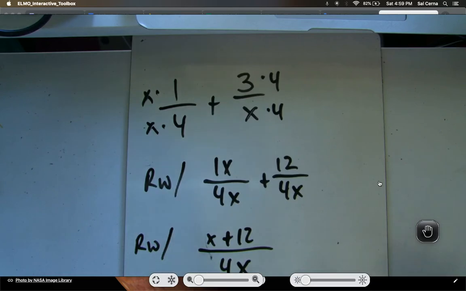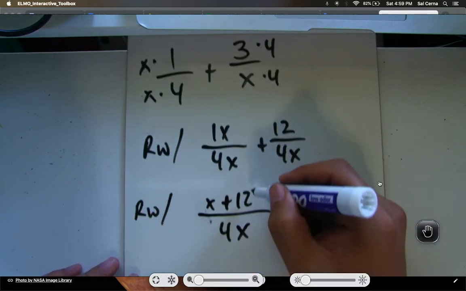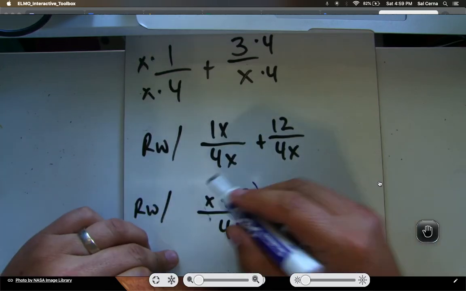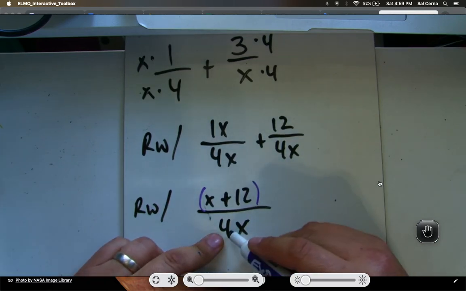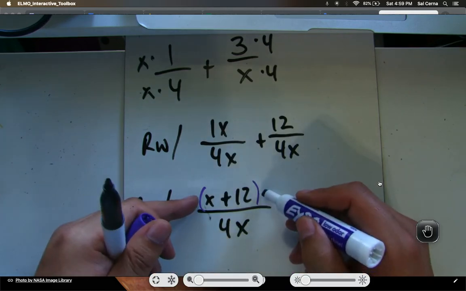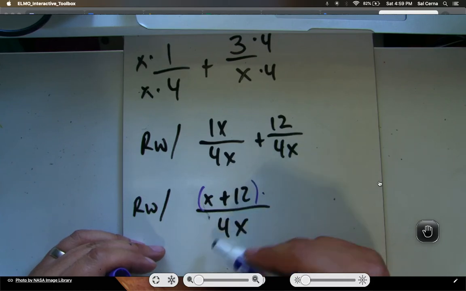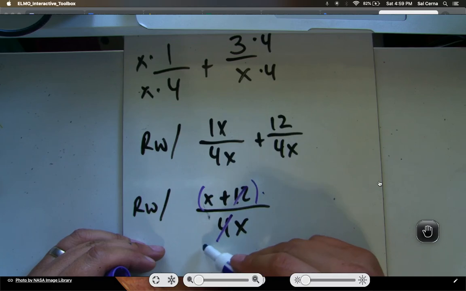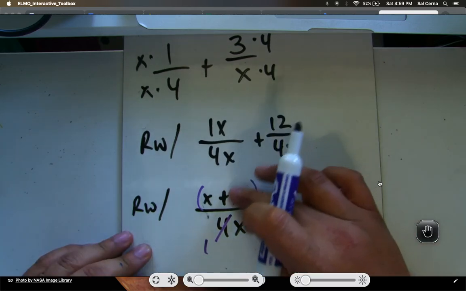Word of caution: don't try to divide out 12 by 4. This is one expression, so what I would recommend is you do this, because then that'll help you understand that 4 can't divide into 12. 4 times x has to divide into the group of x plus 12. That'll keep you from making that mistake that many students like to make, which is to divide 12 and 4, and then say this is 1 and that's 3. No, you can't do that.